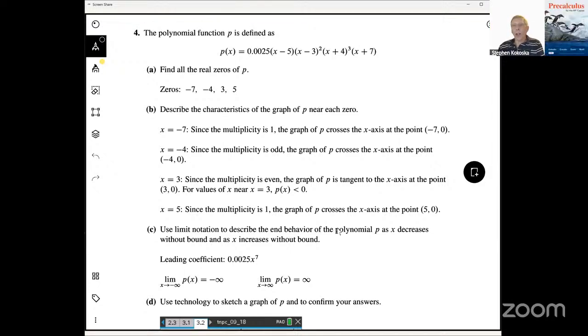So anyway, here's a polynomial. It is in factored form, and we're asked to find all the real zeros of P. So since it's in factored form, the zeros are really easy to pick right off of that expression.